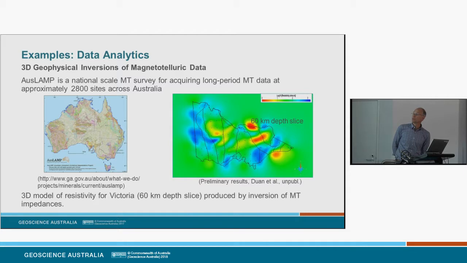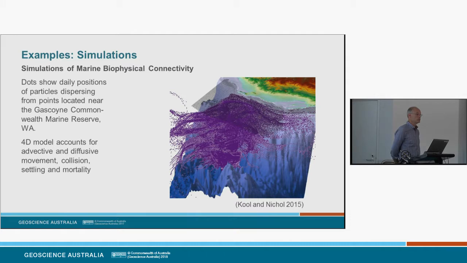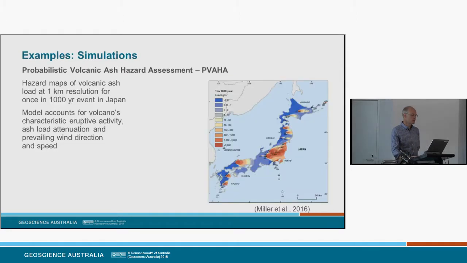We also do geophysics. GA has been involved in the collection of large numbers of sample points or surveys around Australia, and then we do inversion, so we use that data to try and infer what's going on underground. We've done simulations of particle transport. This was Jonathan Kuhl's work, which encircles Australia. And we've done a lot in hazard space. This was the volcanic ash hazards assessment, which modeled the South Pacific and the impact of volcanic ash eruptions.